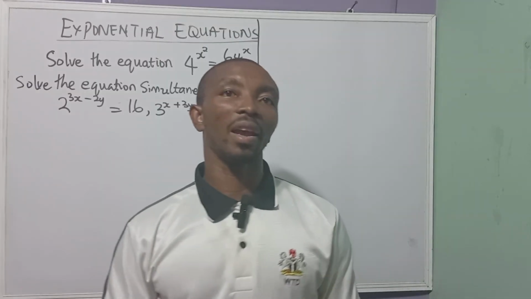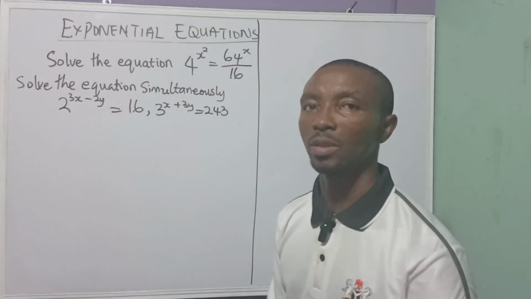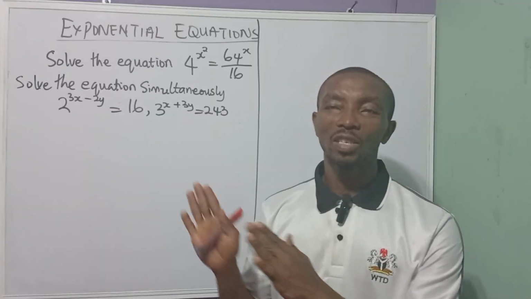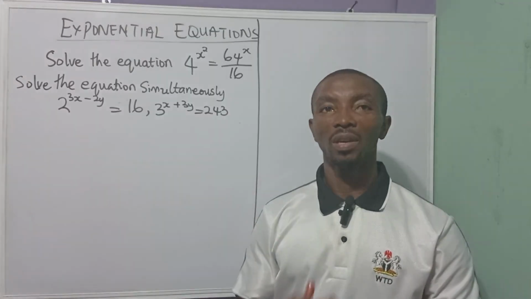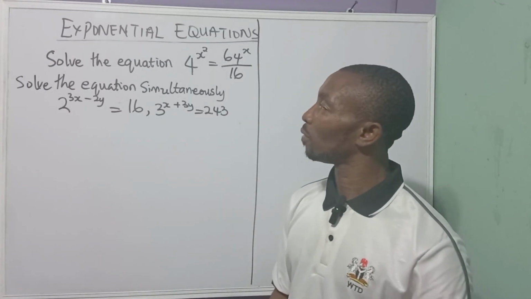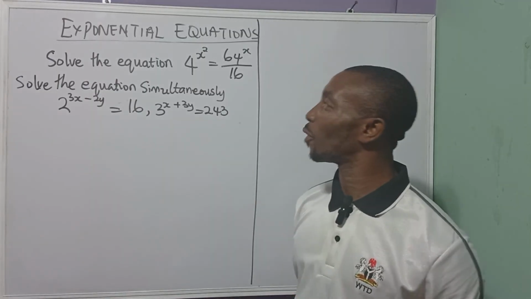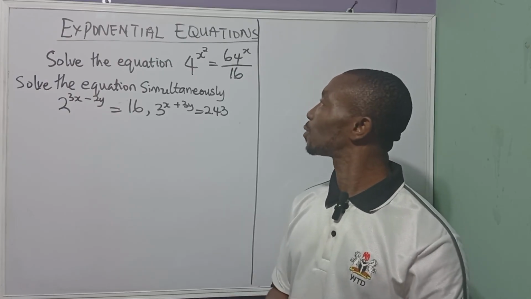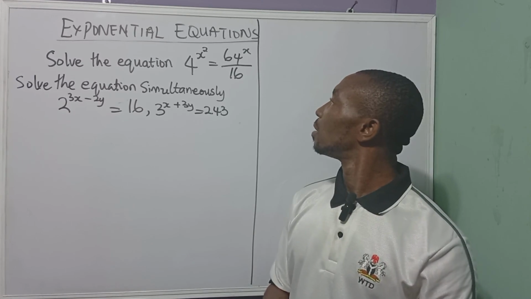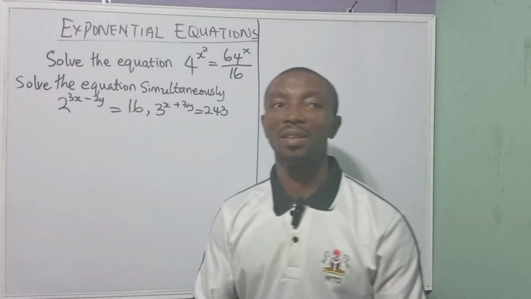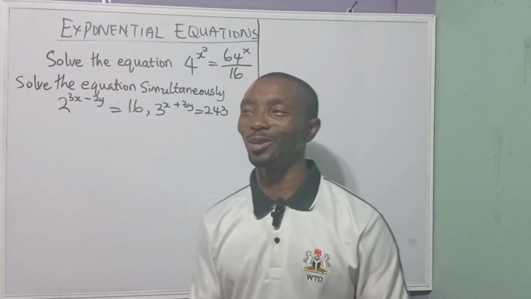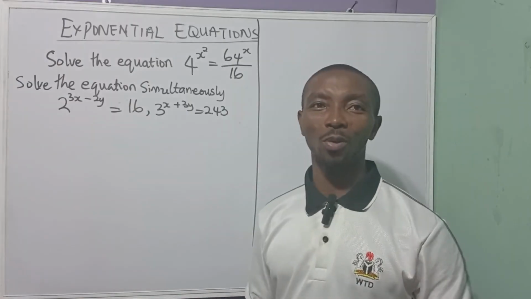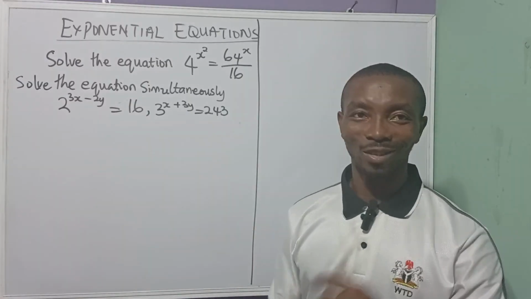Okay, to another set of challenging questions. Remember, we are here to help you navigate solving these questions easily. Now the first question says, solve the equation 4 raised to power x squared equals 64 raised to power x divided by 16. I know as a student you might find this daunting, but not to worry, let's get through this together.